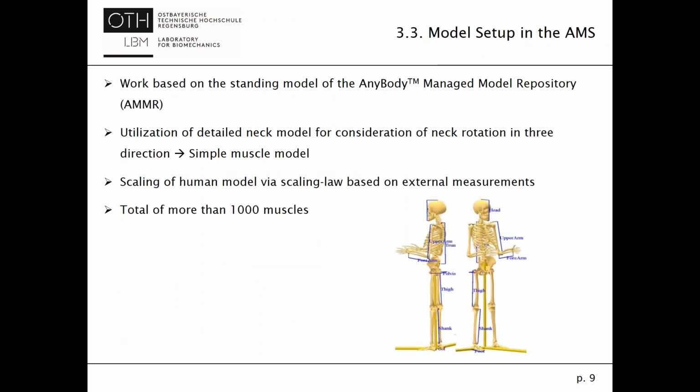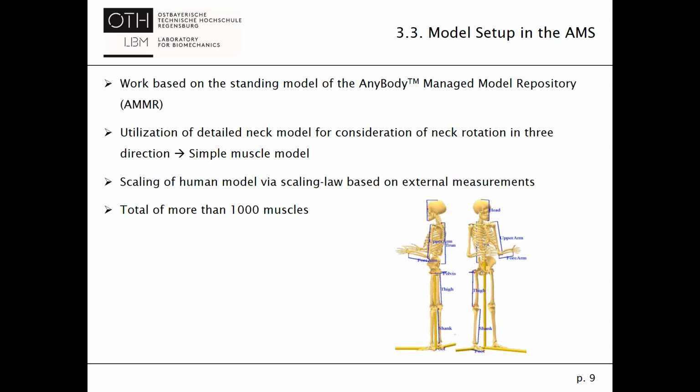Until now AnyBody was not involved, but this changes now. For our work we use the standing model as a basis, where we deleted some of the drivers and inserted the detailed neck model for implementing the rotation of the head around the 3 axes. The normal neck model of AnyBody just considers an extension of the head. In this way the dynamics of the head can be added. Using the detailed neck model results in a simple muscle model.